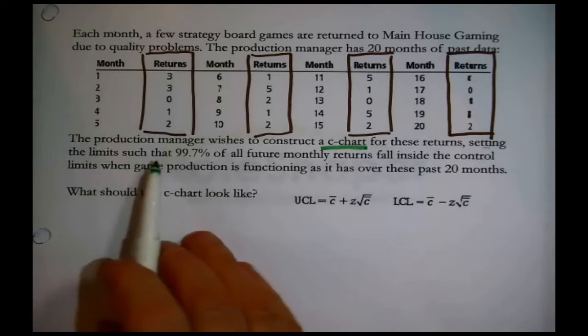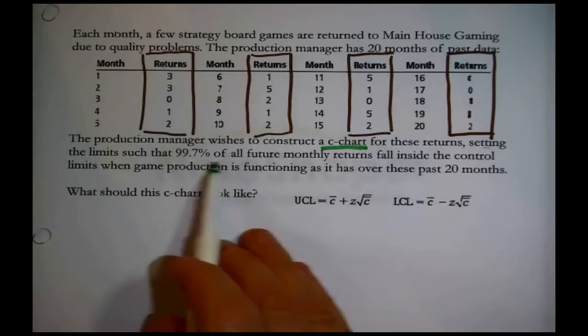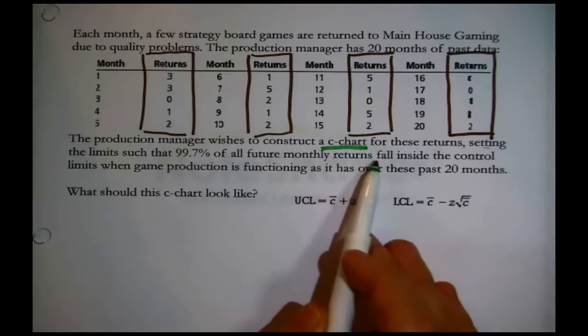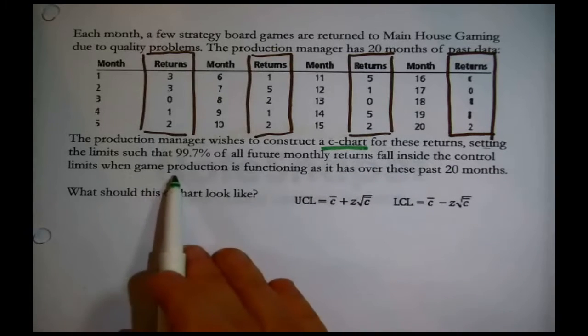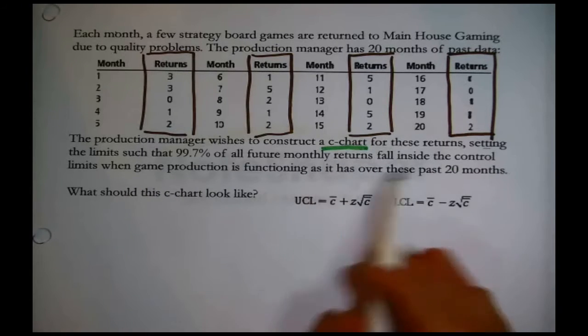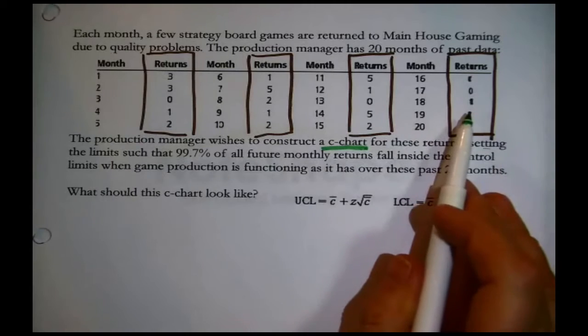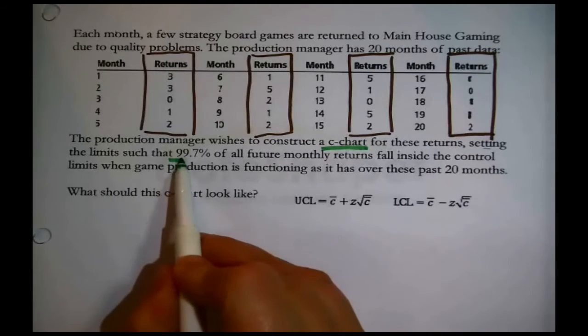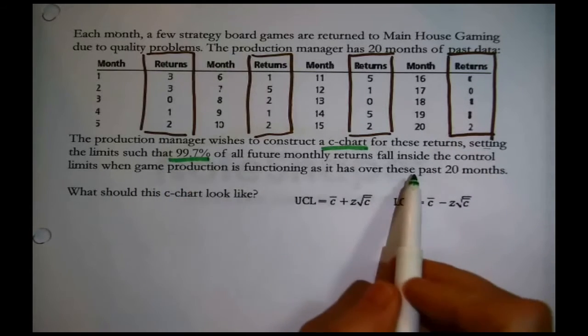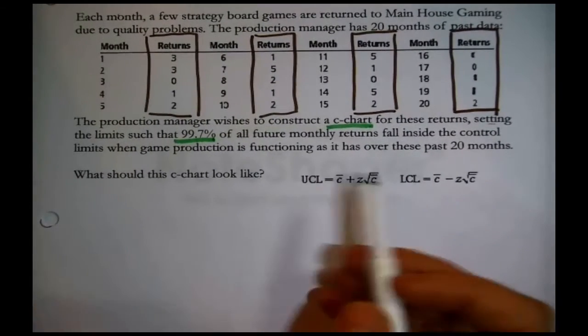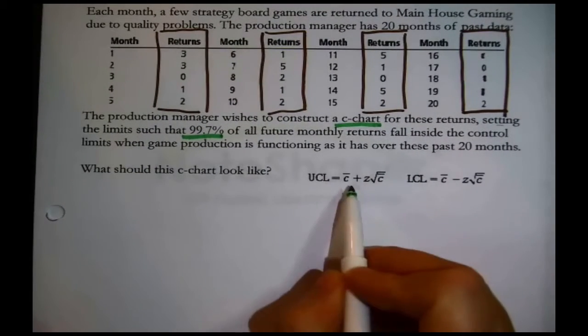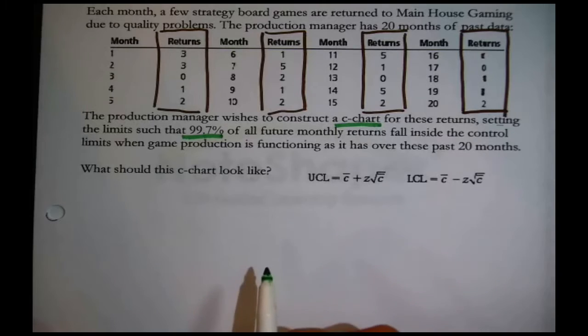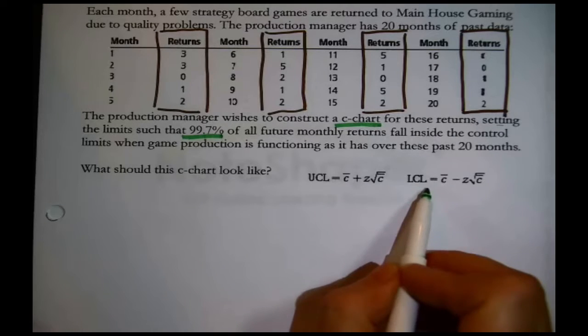Setting the limits such that 99.7% of all future monthly returns fall inside the control limits when the game production is functioning as it has over this time period. All right, well, I know we're going to do something with that, but hold on to that thought, because what should the C chart look like? The only thing we really need to do here is fill out these 2 formulas. We need to find the upper control limit and the lower control limit.